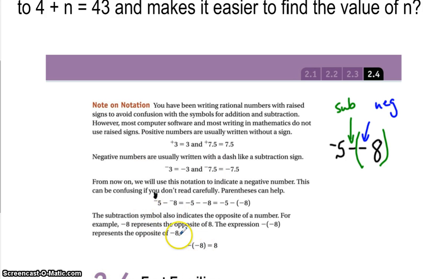Now, the subtraction symbol also indicates the opposite of a number. For example, negative 8 represents the opposite of 8. The expression negative of negative 8 represents the opposite of a negative 8, which would equal a positive 8.